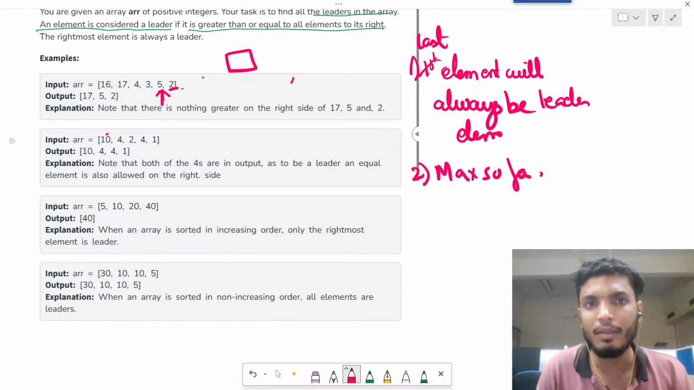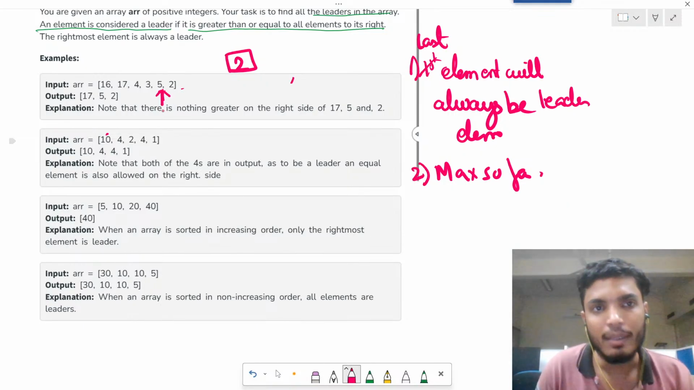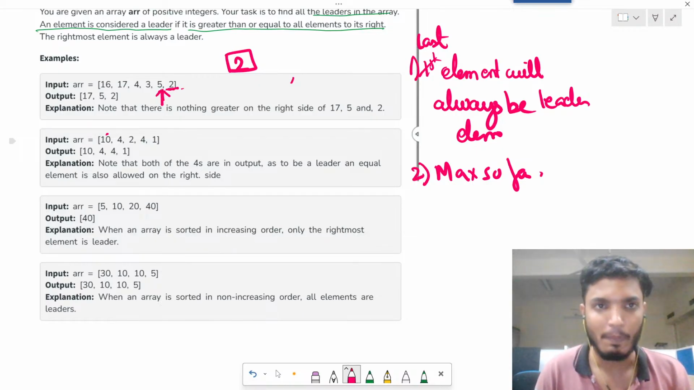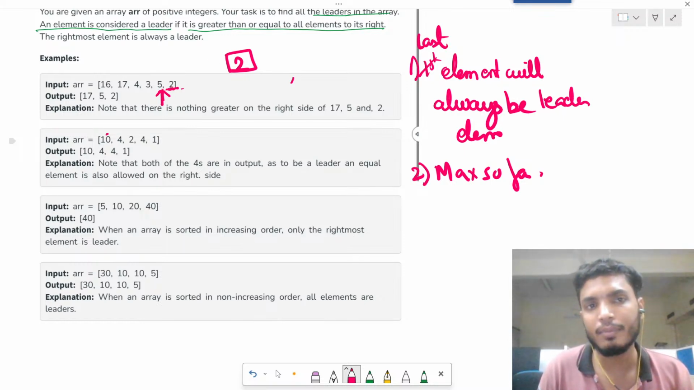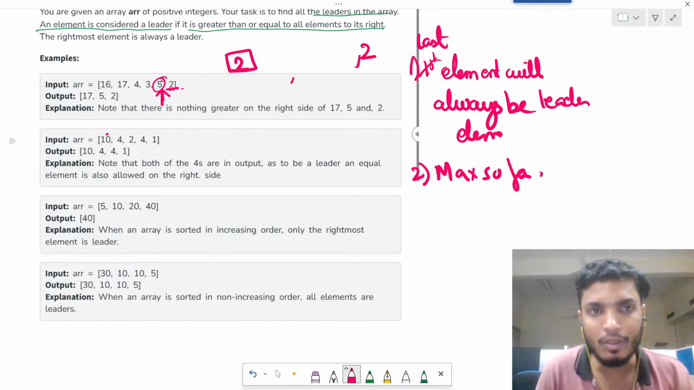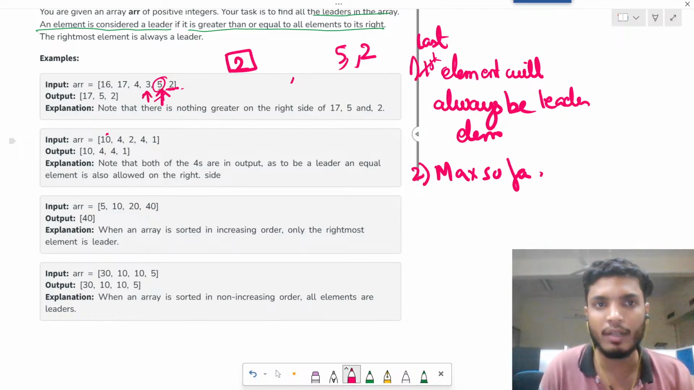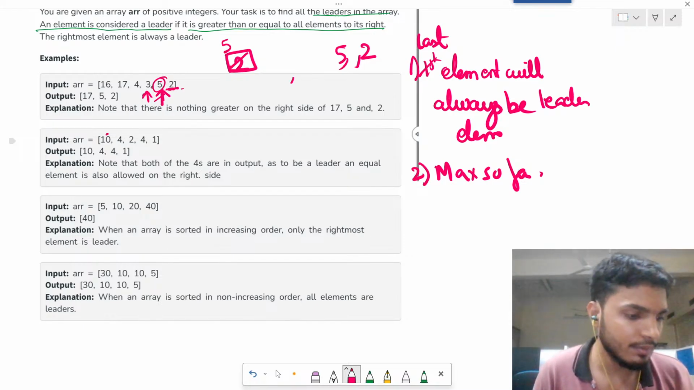Before this 5, suppose I was at this point 2, so here the maximum so far is 2. Then 5 is greater than 2. The leader was already 2, but because 5 is greater than the maximum so far, 5 is also a leader. So I'll move ahead, but I'll update the maximum so far, because 5 is the maximum so far, so this will be updated to 5.